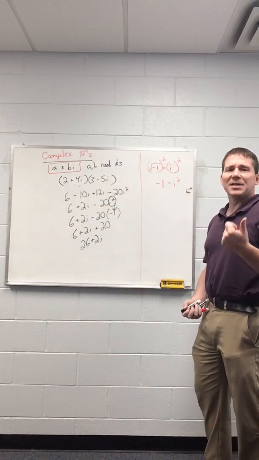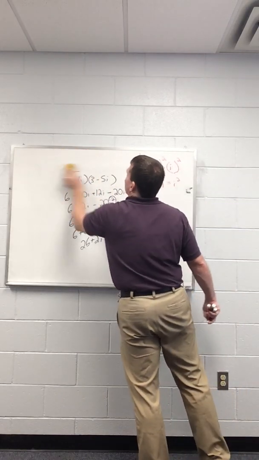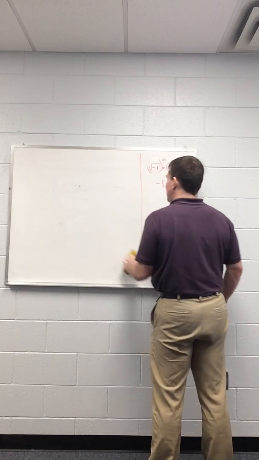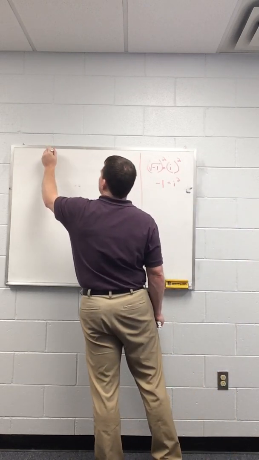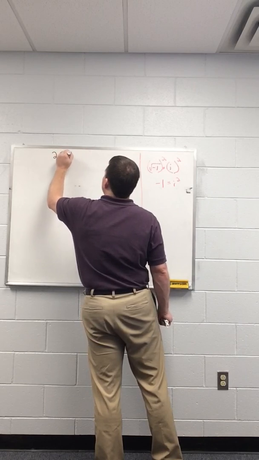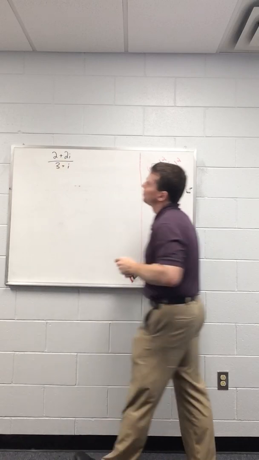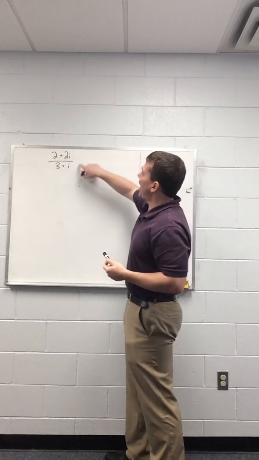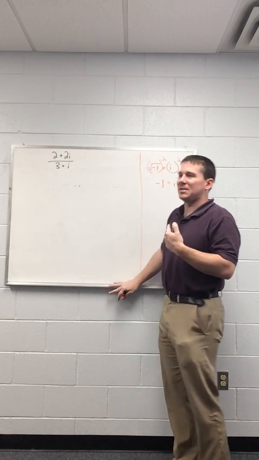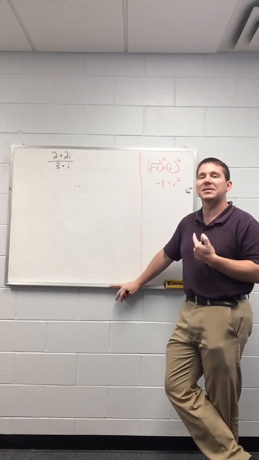So let's see, we've done addition and subtraction. Next up comes division. And when we write division, there's different ways to write out the problem. A lot of times we write division like this. We'll say 2 plus 2i divided by 3 plus i. Which we understand the fraction means division. It's just to make things clearer for what we want to do, we generally write our division this way with complex numbers.